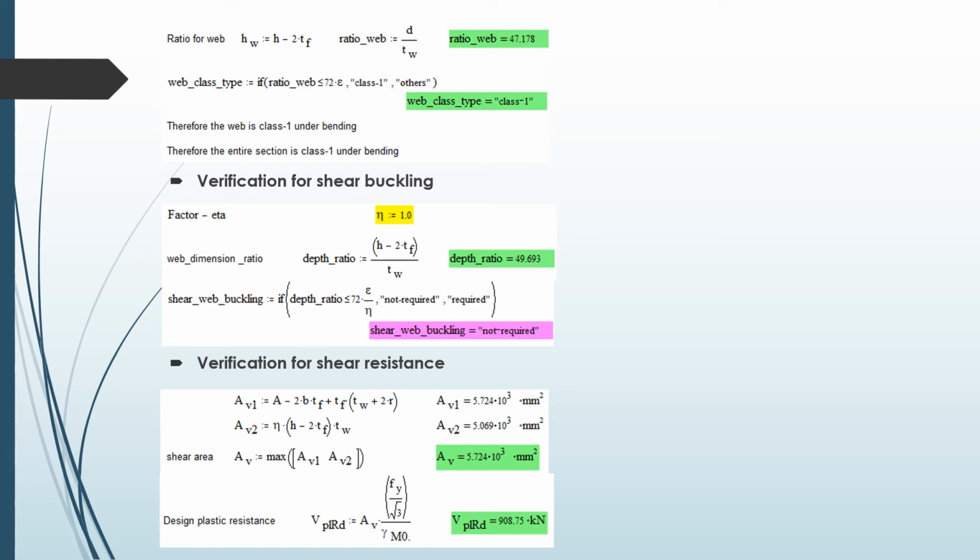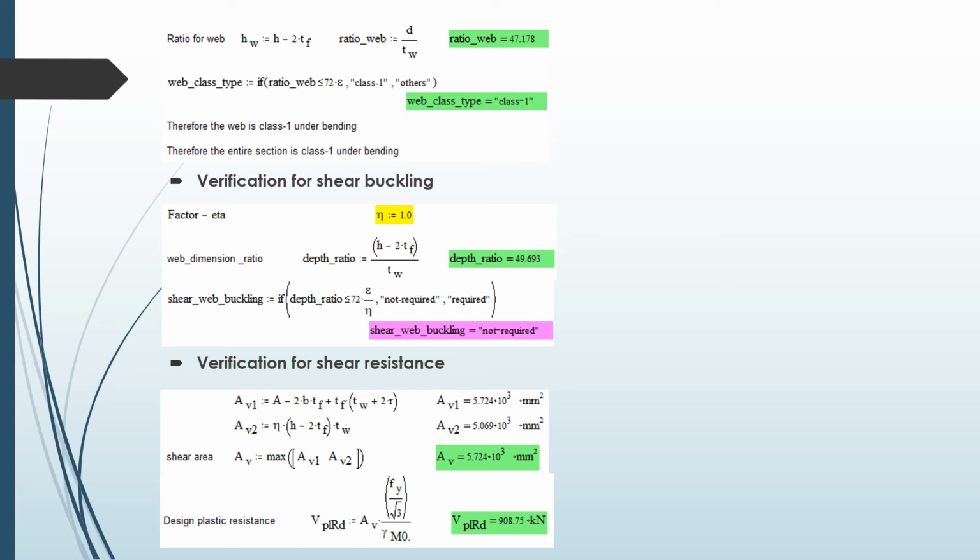Now we need to make a verification whether shear buckling check is to be carried out or not. In our case, the depth ratio calculated for the web, hw minus 2tf by tw, works out to be 49.693. This is less than or equal to 72 epsilon by eta. Therefore, we conclude that shear web buckling check is not required in the present case.